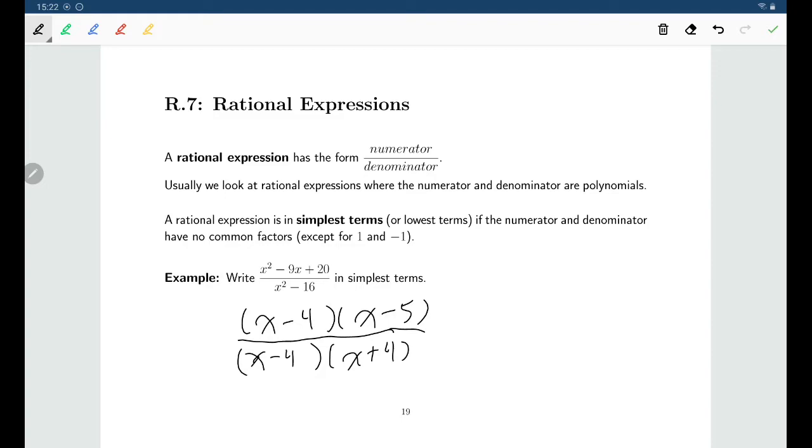And I noticed that x minus 4 is a common factor for both the top and the bottom. So in simplest terms, I could say that this is really x minus 5 over x plus 4. And notice now, in the numerator, the only thing that could be factored out is just a 1, and same thing with the denominator. There are no factors in common to both top and bottom other than 1 or -1. So that is in simplest terms.